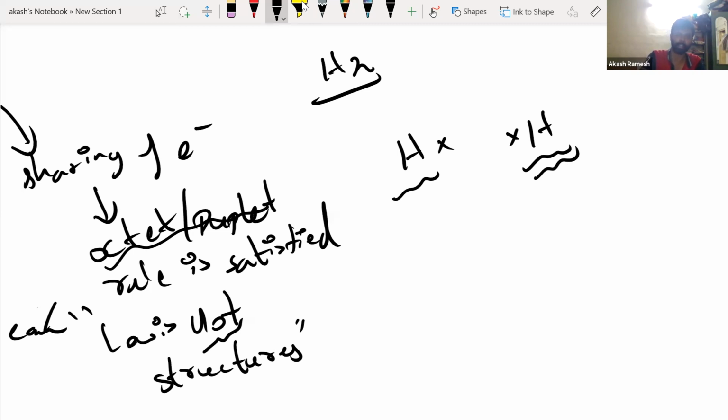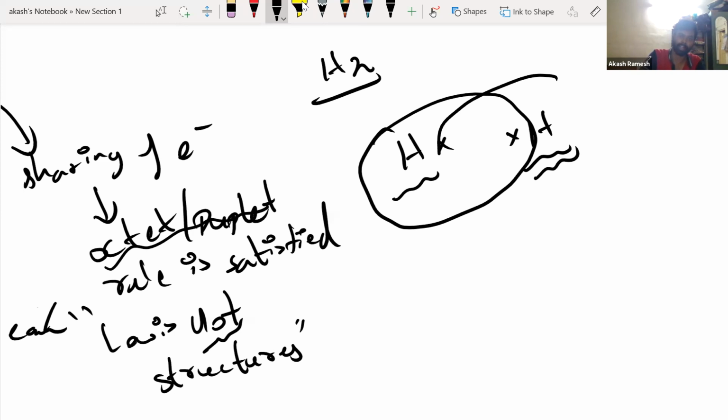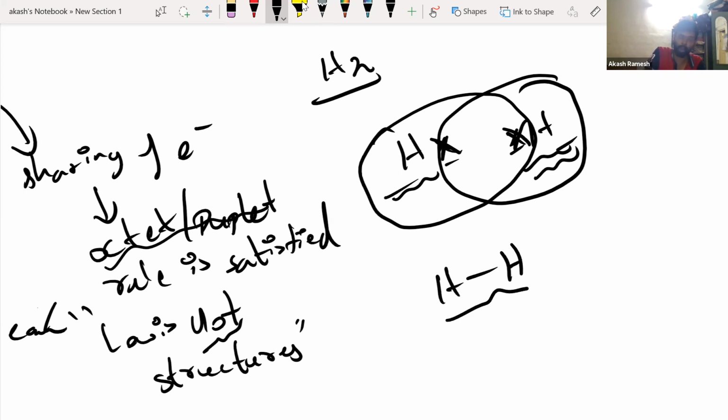So what is going to happen? This hydrogen atom is going to take up this electron, and this hydrogen atom is going to take up this electron. Now you see in the common area, there are 2 electrons. These 2 electrons are mutually shared between both these hydrogen atoms. Now you see there is one pair of electrons shared. There is always one bond. I write like this, H bond H. Whatever you wrote here is what is called your Lewis dot structure.